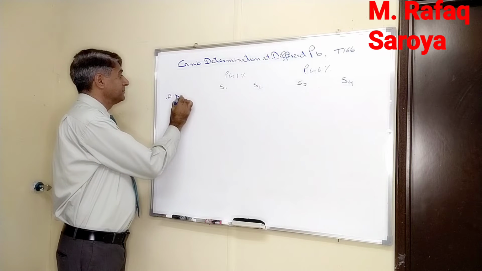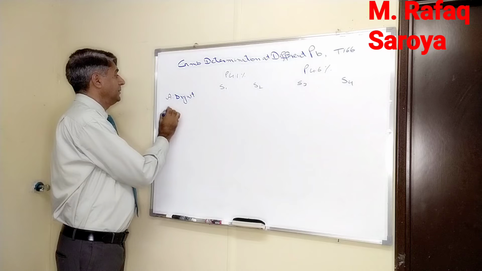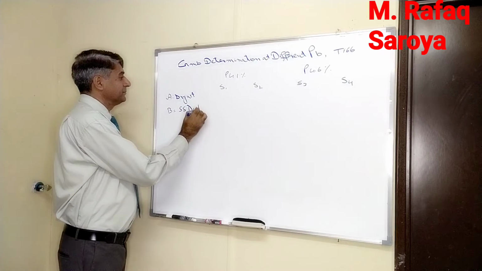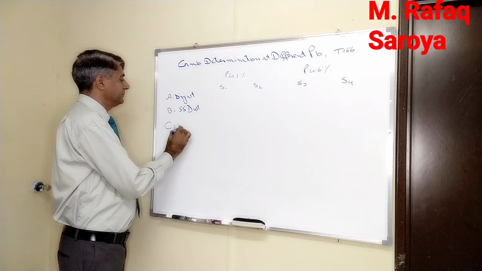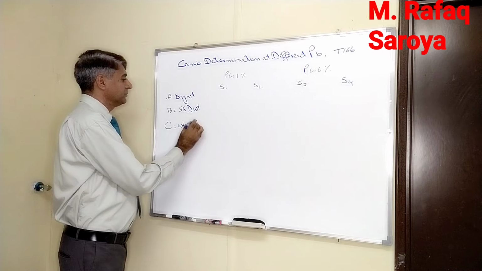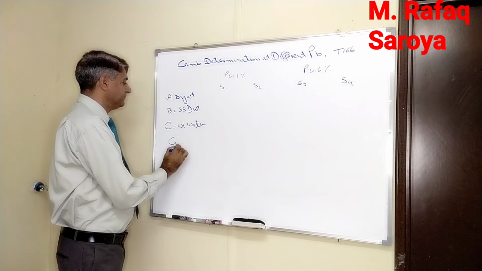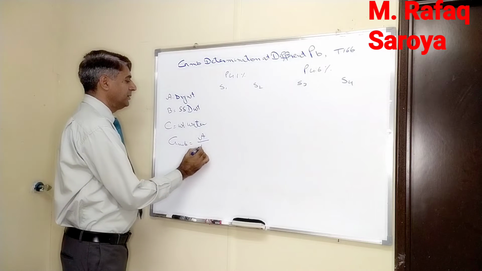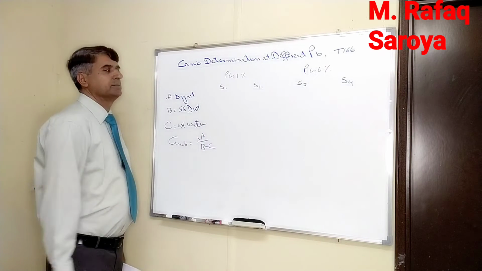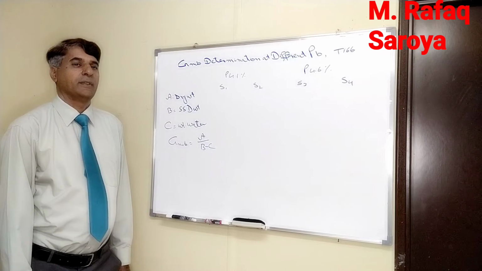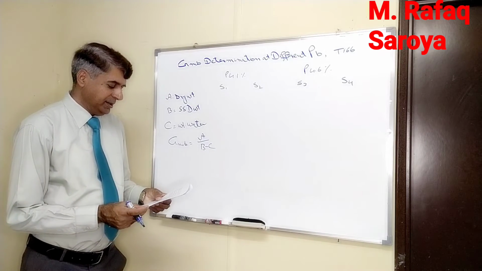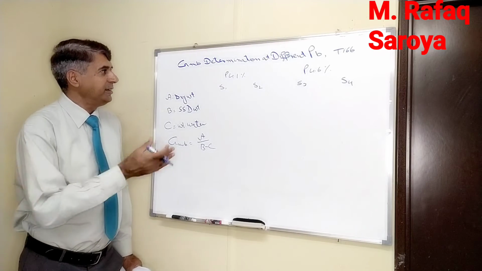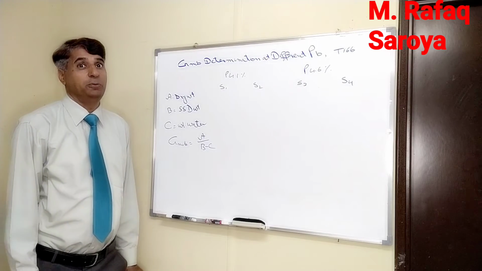dry weight, B, SSD weight, C, weight in water. Then GMB is equal to A over B minus C. This is the formula. I will just use the values which I have already determined over here, but it is better, after seeing my calculation, if you do it by your own hand.